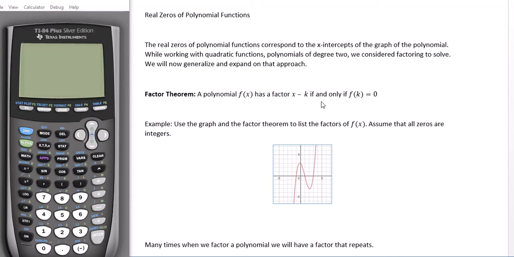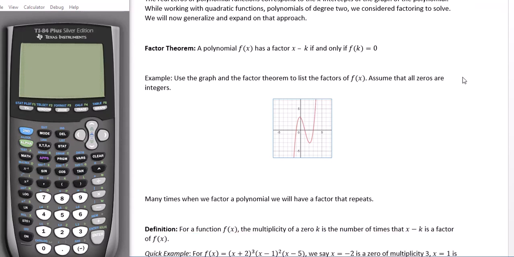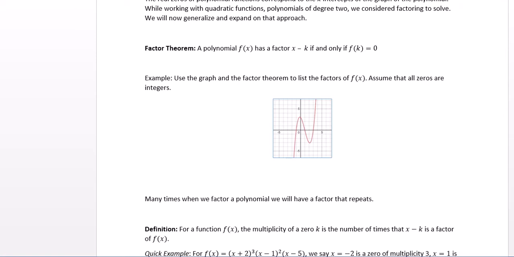So we can look at this graph. Use the graph and the factor theorem to list the factors of f of x. Assume that all zeros are integers. Let's see what our zeros are. We have a 0 here at -1. We have a 0 here at +1. And 2, 3. It looks like we have a 0 here at x equals 3.